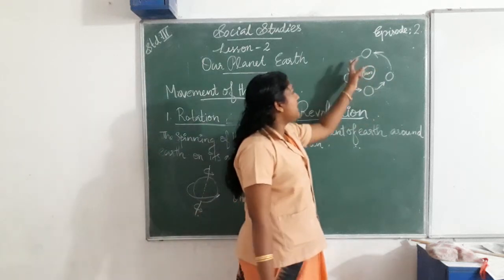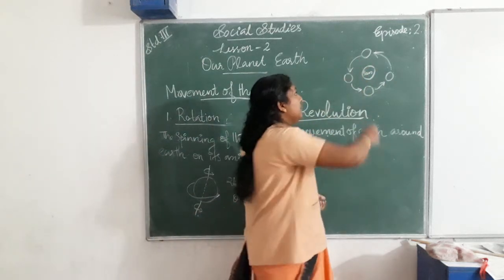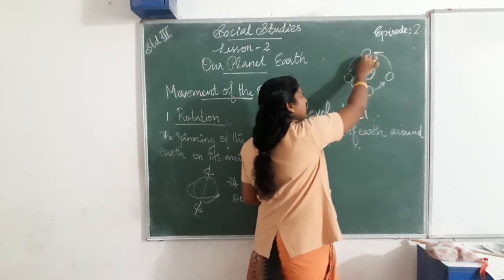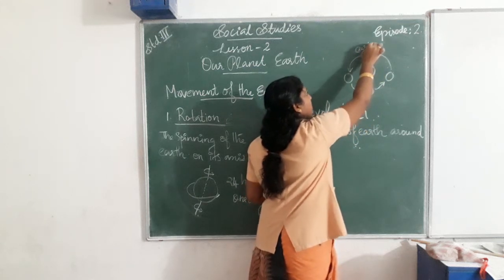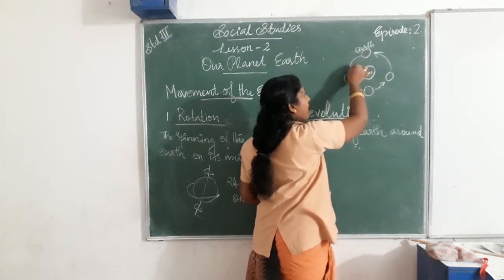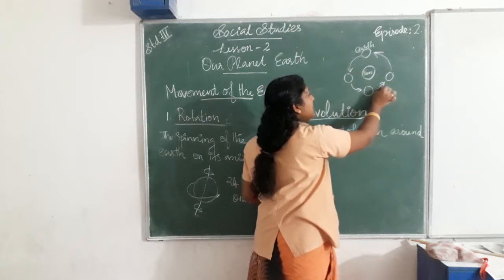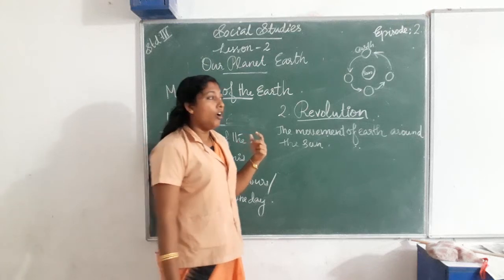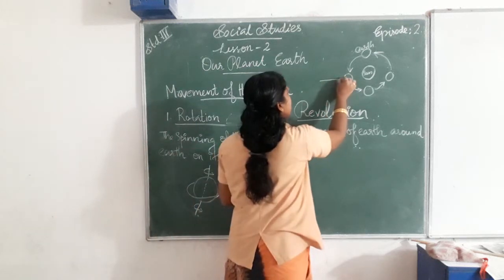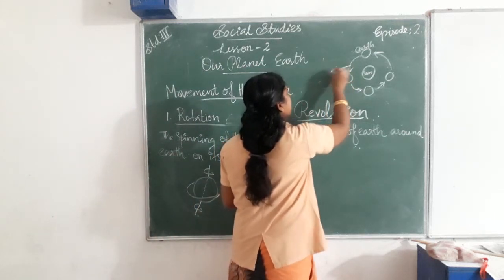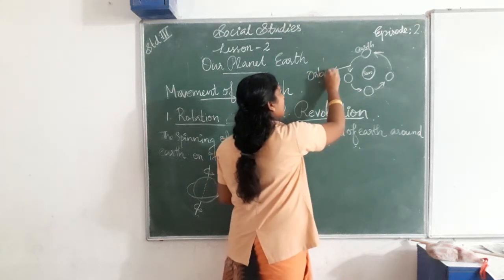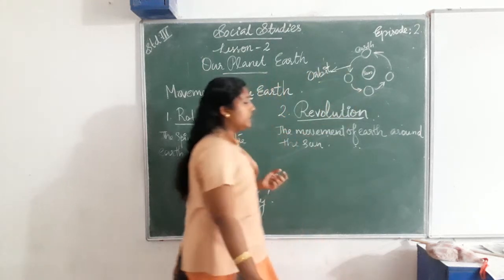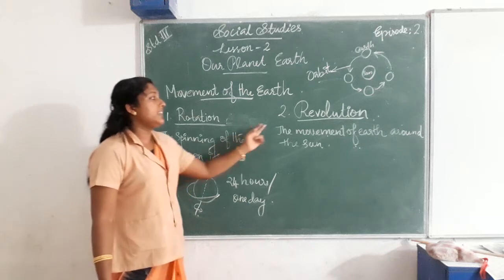Do you see here is a path? Here is the sun, and this is earth. The earth revolves around the sun along a fixed path. That path we can call an orbit.